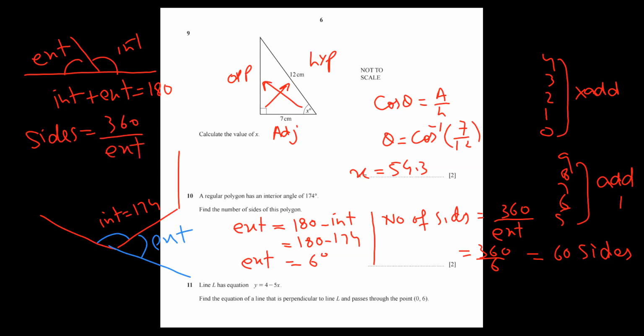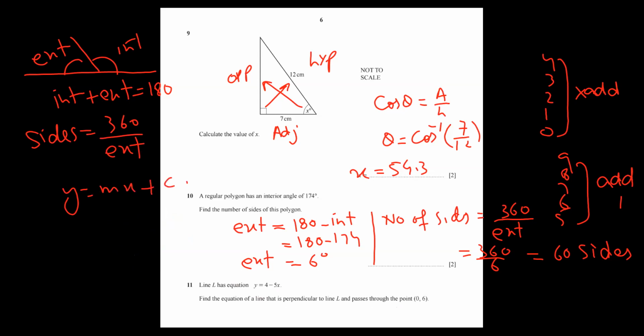Now I'm going for the last question of this page. Find the equation of the line that is perpendicular to L and passes through this point. So let's see how we can do this question. Actually, what is the gradient of this line? y equals mx plus c. I need this form. So if I write it here, y equals minus 5x plus 4. So m is the x coefficient, and the m is very clear here, negative 5.